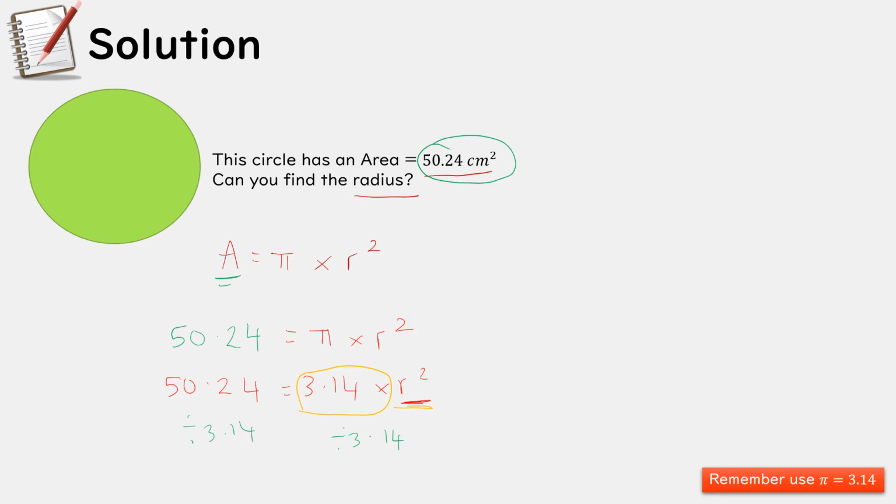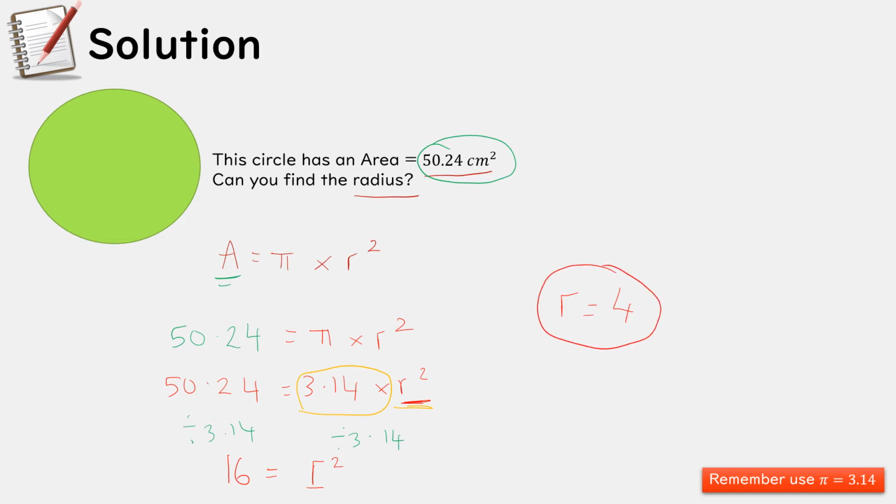Let's see what that gives us. So on this left-hand side, 50.24 divide by 3.14, and that gives me 16. And on the right-hand side, we divided by 3.14, and that got rid of it. It just made it 1. So we've got now the radius squared equals 16. So let's think about it. What number squared gives me 16? Well, if r squared is 16, then r must be 4, because 4 times 4 gives me 16. So that's my answer to the question.